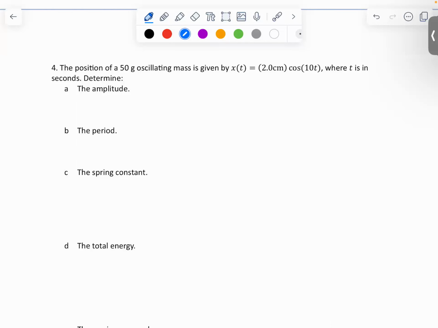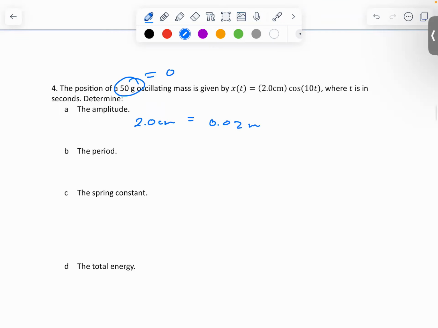All right, the amplitude is 2 centimeters, but then we have to change it to meters. So 0.02 meters, and the mass is 50 grams. We should also change it to 0.05 kilograms. Okay, and the period, as we said in the previous problem, is 2 pi over b. So you can leave it as 2 pi over 10 or pi over 5. Either way it's fine. Okay, in seconds, of course.